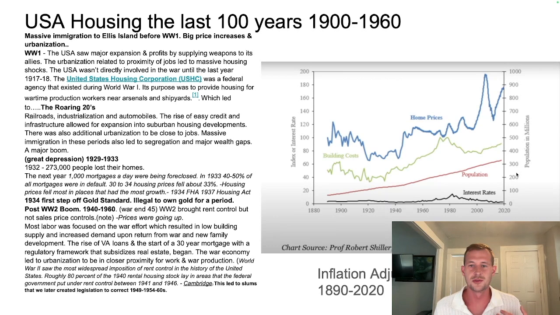So let's get into the United States housing market over the last 100 years. We're going to start with the 1900 to 1960 era. Coming into the 1900s, we saw massive immigration to Ellis Island, big price increases, and urbanization. When you have a bunch of people moving into an area, you typically see urbanization. You start to see segregation as the people that are new to the country are typically poorer than the people that have been there, so they move into less desirable areas, and this creates segregation, unfortunately.